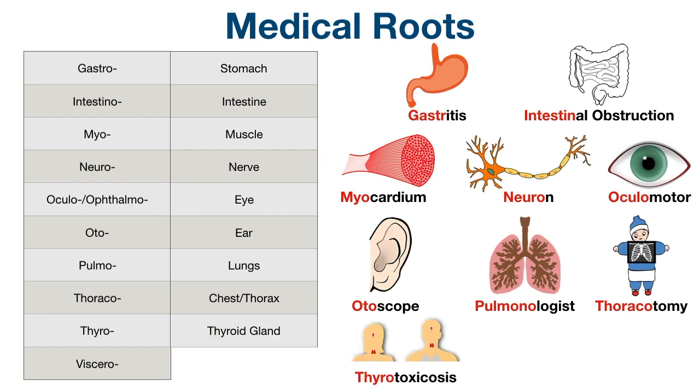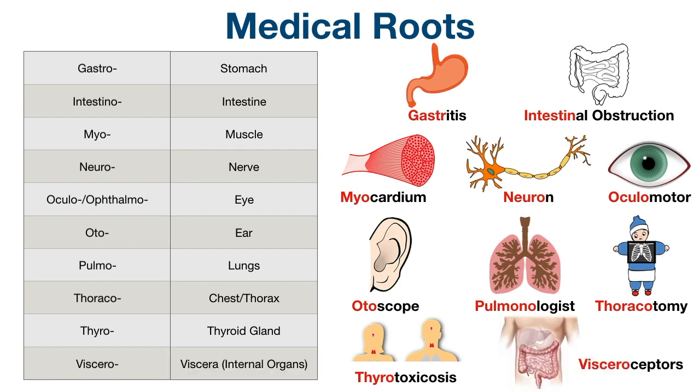Next, we have thyro, which pertains to the thyroid gland. For example, thyrotoxicosis is the condition in which there is too much thyroid hormone in the body. Finally, we have viscera, which refers to the internal organs, especially those in the abdominal cavity. An example medical term is visceroceptors, which are a group of receptors located in visceral organs.